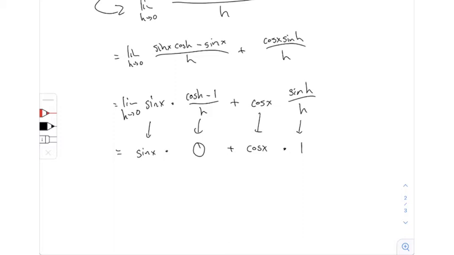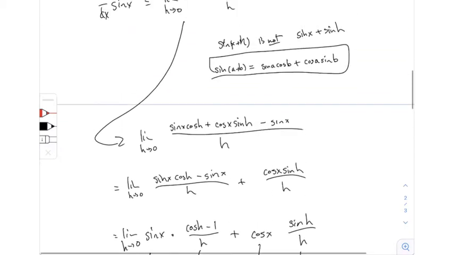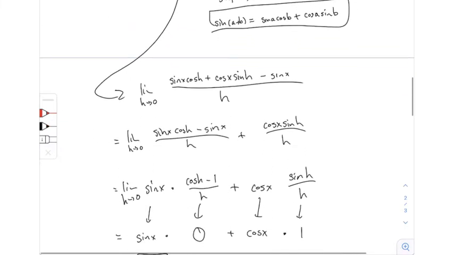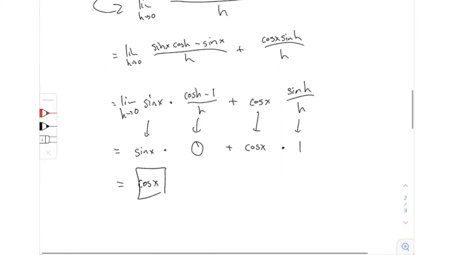Anyway, it says sine x times 0 plus cosine x times 1. That's just cosine x. This is the answer. All right? A little tricky and not obvious to work this out, right? We had to use this weird trig formula here, and then also these limits, which are not easy to do at the end. You just look at a graph.